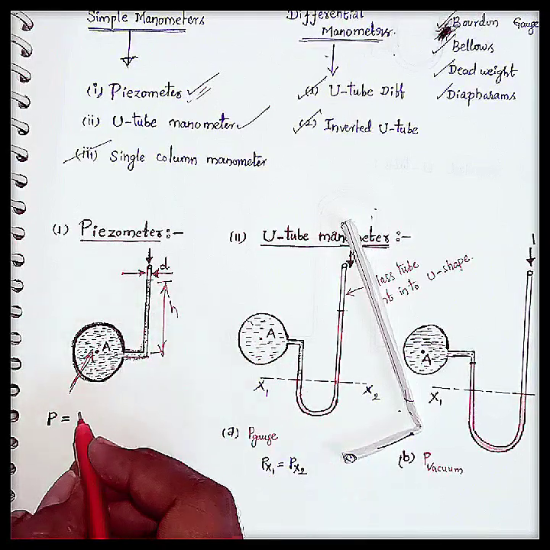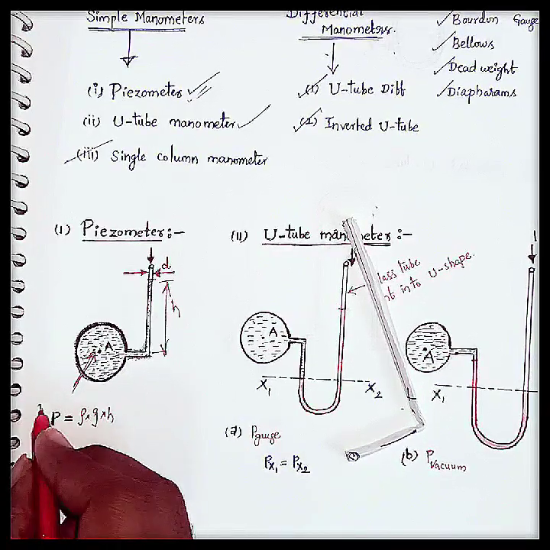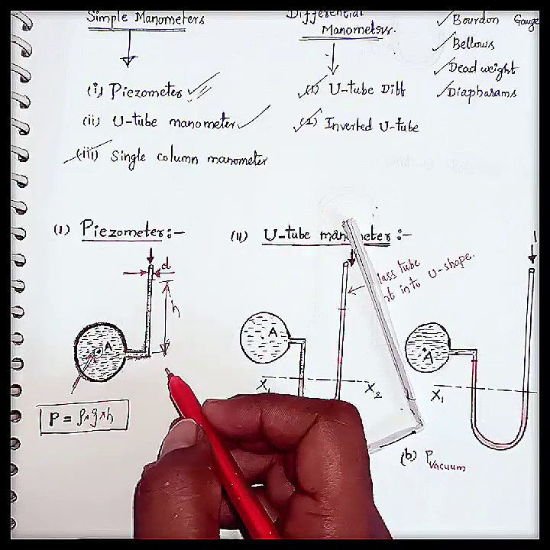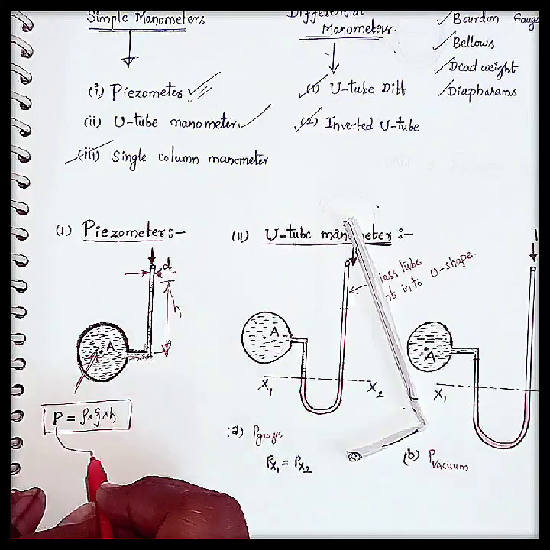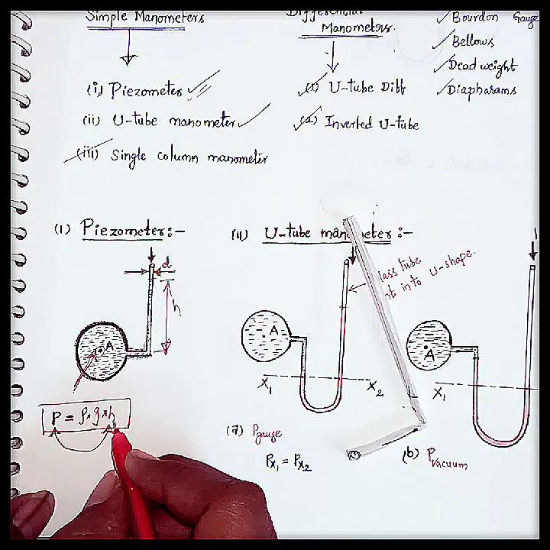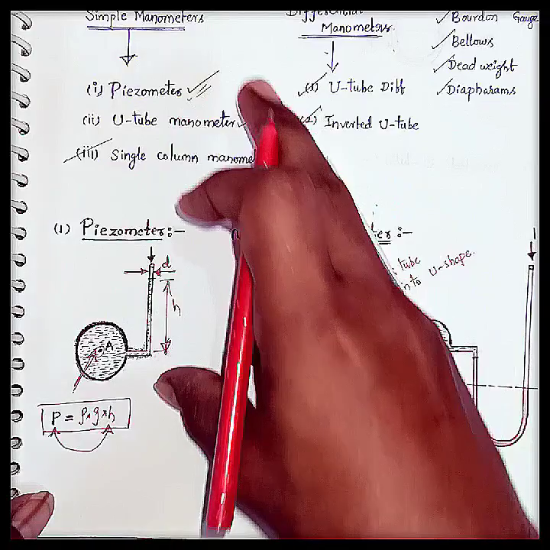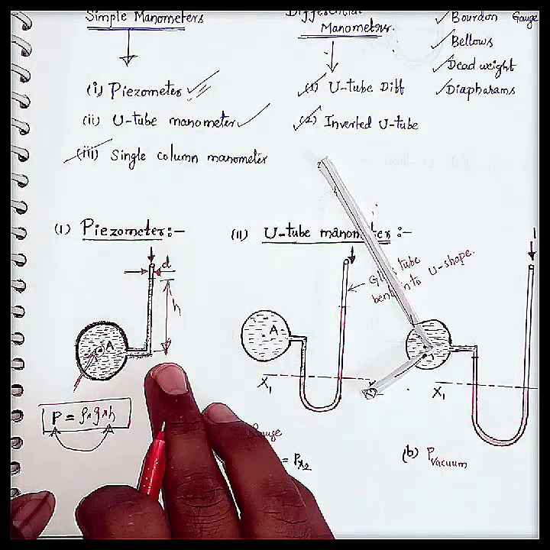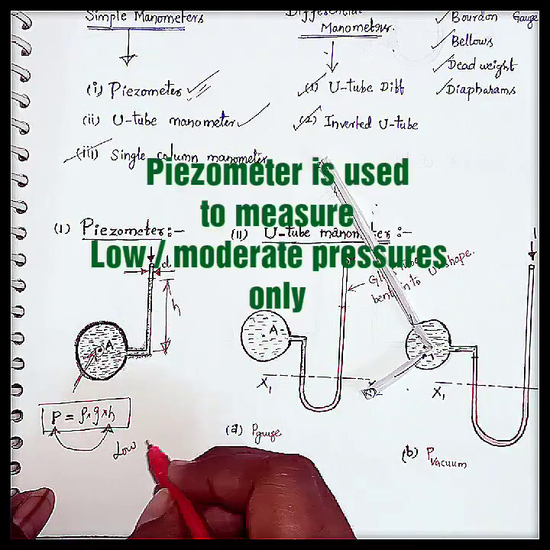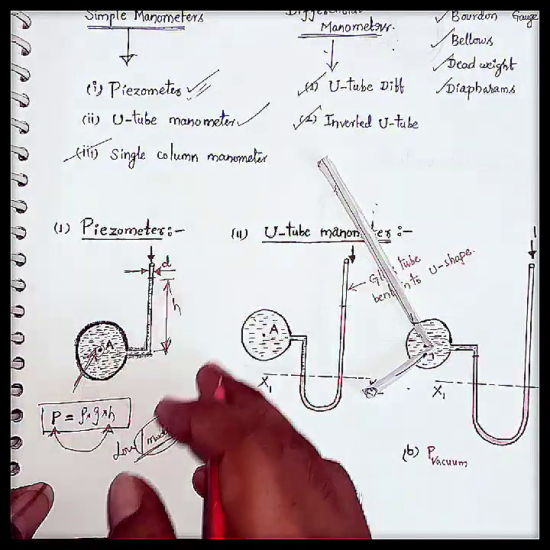According to fluid property, the pressure P is equal to rho into g into the height of the column. This is the pressure at this point A because of this column. Here the pressure is directly proportional to head. If I want to measure very high pressures, what should I do? The length of this column should be very high. I have to increase it like this. To maintain such heights is impossible in the piezometer. So in piezometers we measure only low or moderate pressures. This is about the piezometer.